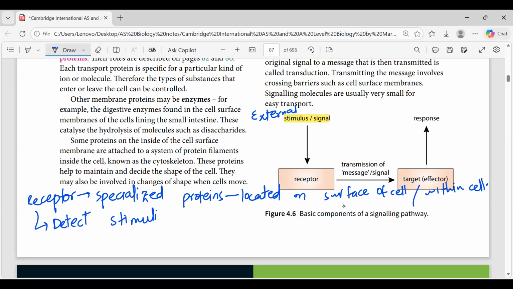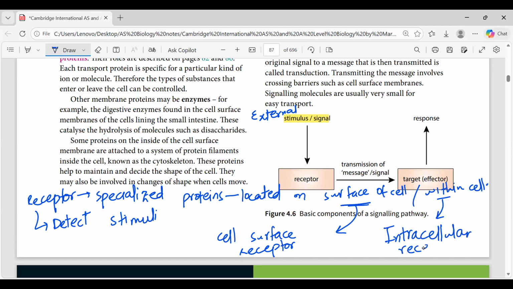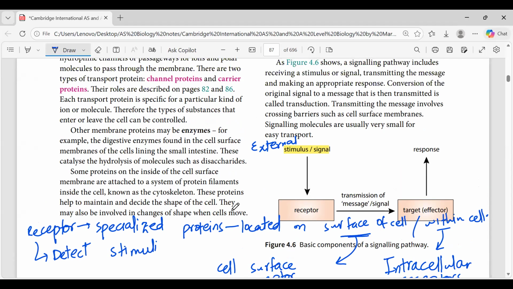Those which are present on the surface of the cell are known as cell surface receptors, and those which are present within the cell are known as intracellular receptors. Are you clear with this?